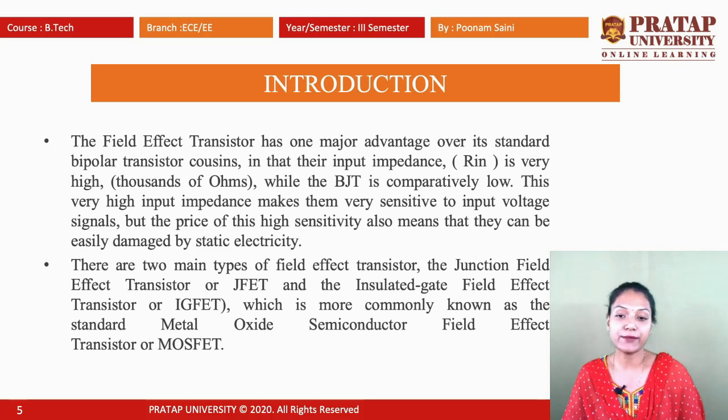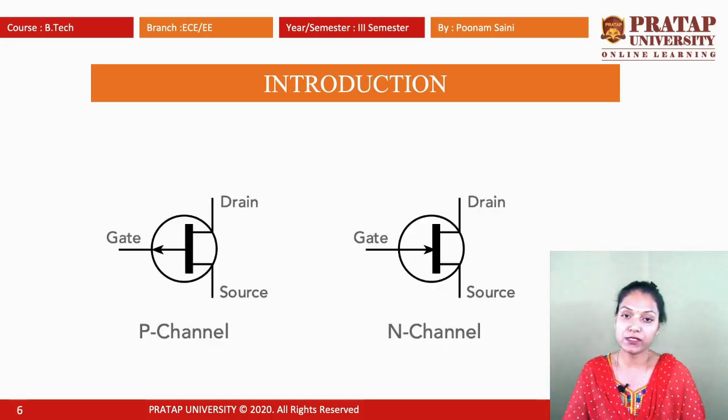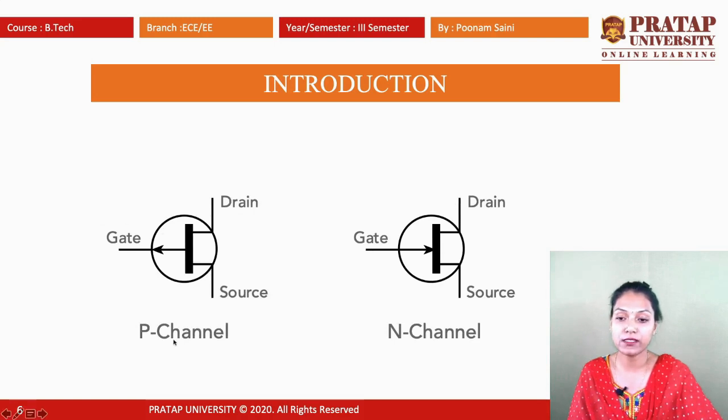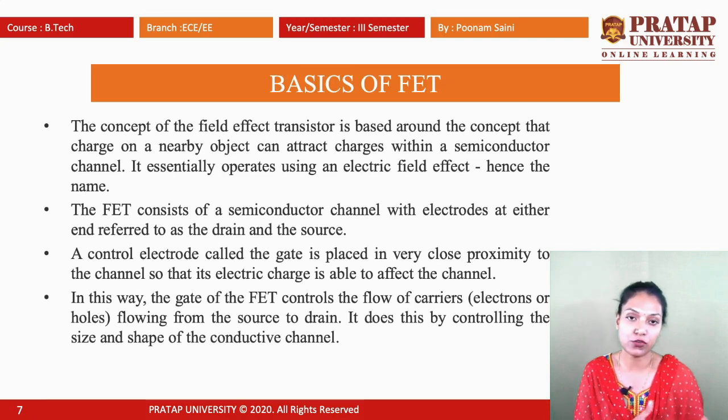There are two main types of field effect transistor: the junction field effect transistor, JFET, and the insulated gate field effect transistor, IGFET, also called the metal oxide semiconductor field effect transistor, MOSFET. So this is the diagram. You can see that this is the P channel and this is the N channel. The terminals are gate, drain, source in both. The only difference is that in the P channel the arrow points outward from the gate, and in the N channel the arrow points inward toward the gate.